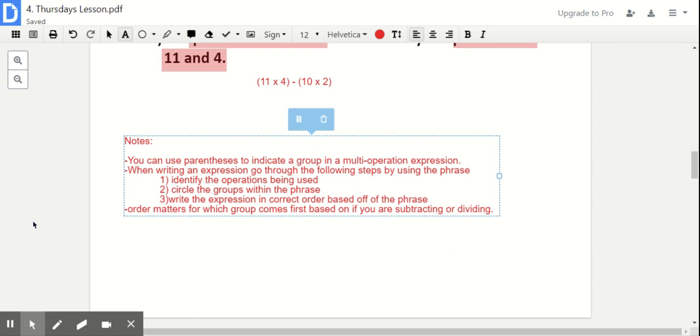Two, when writing an expression, go through the following steps by using the phrase. So one, of course, always identify the operations being used. Two, circle the groups within the phrase. And three, write the expression in correct order based off of the phrase.